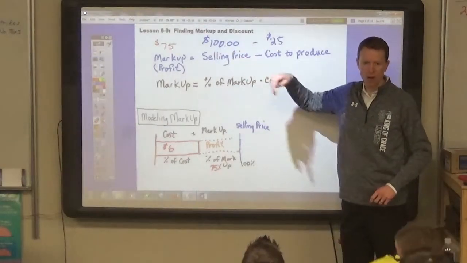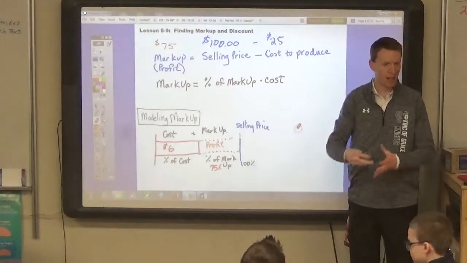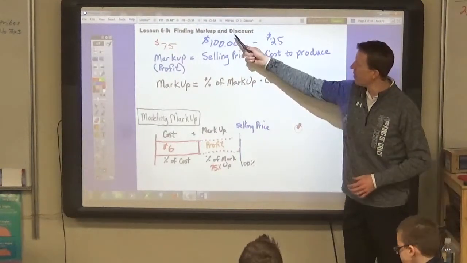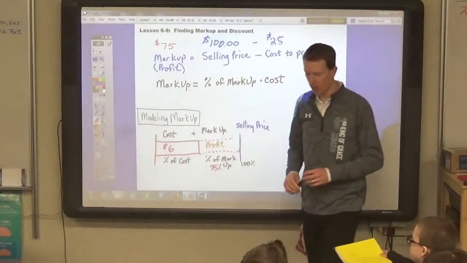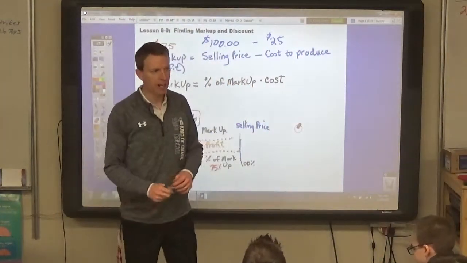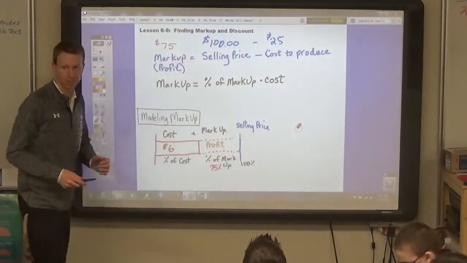So when a store marks up the price, that's how they make profit. And then discount is an amount off. That's the sale price, or finding the sale price. And it has to do with percentages, all right?